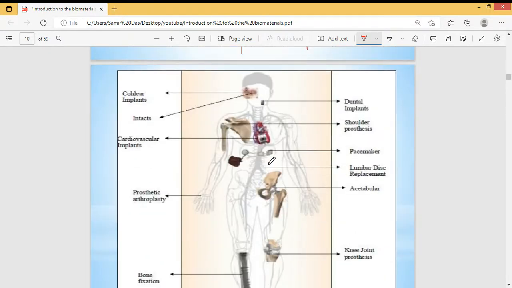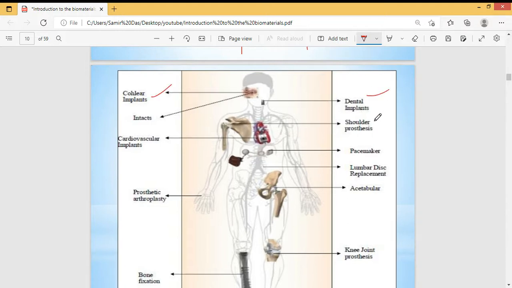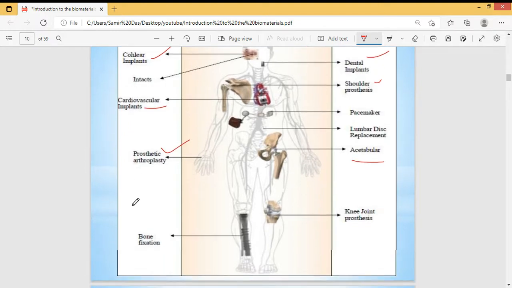Now, what I have discussed covers cochlear, dental, shoulder, cardiovascular, prosthesis, acetabulum, bone fixation and knee prosthesis. These are the zones where we largely use biomaterials for supporting or replacing, or added to functionalize the organ properly.